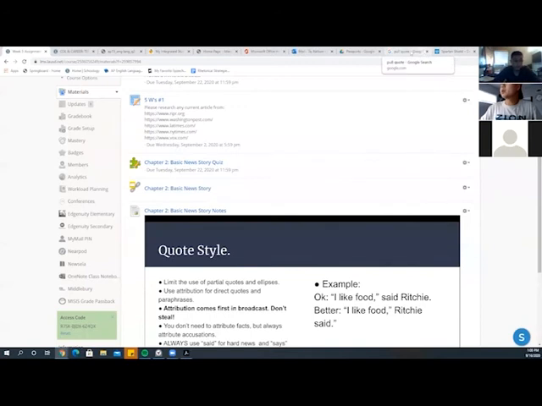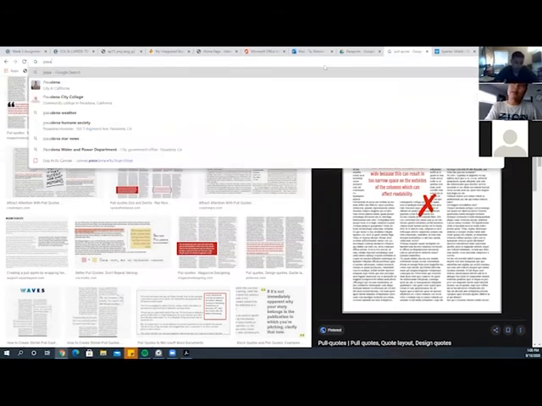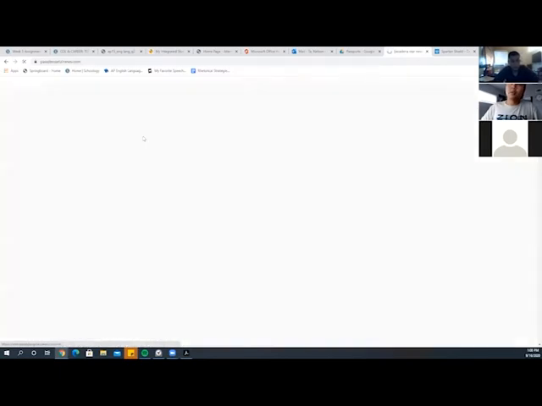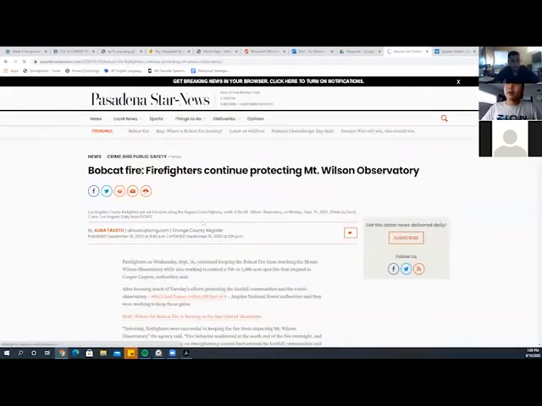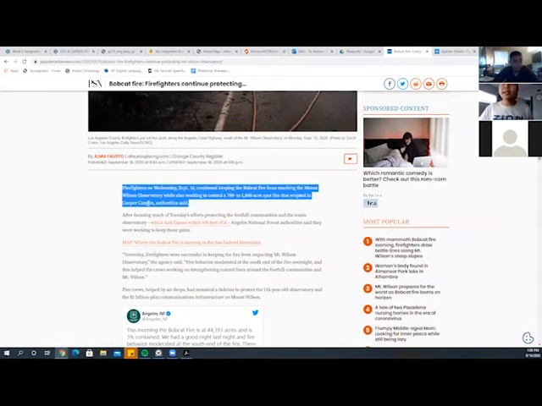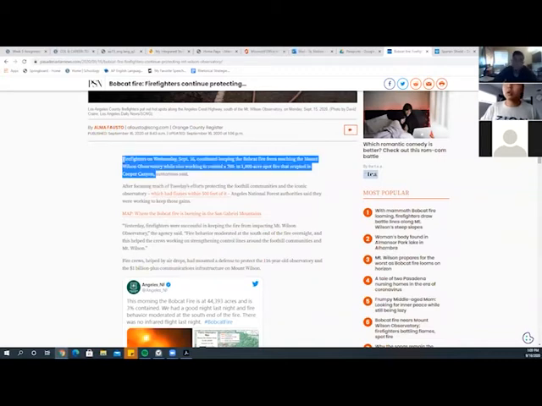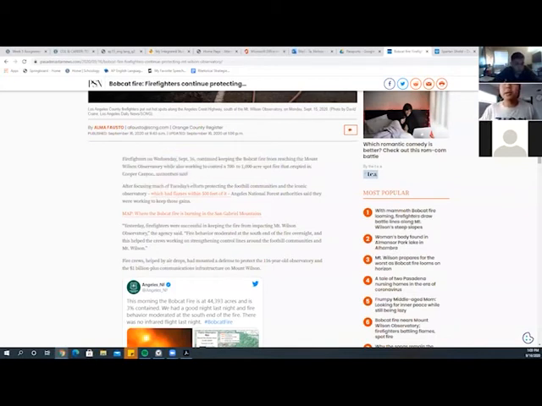I wonder if I could find an example of that right now. So let's say I have local news. Let's do this fire again. All right, so you see this right here? In the lead, they say, firefighters on Wednesday, September 16th, continued keeping the Bobcat fire from reaching the Mount Wilson Observatory while also working to control a 700-acre fire that erupted in Cooper Canyon, authorities said. That's our attribution. Later on, we're going to explain who the authorities are. But even though this is not a direct quote, we're getting this information directly from a source, so we have to attribute that source, which is the authorities. Authorities said.